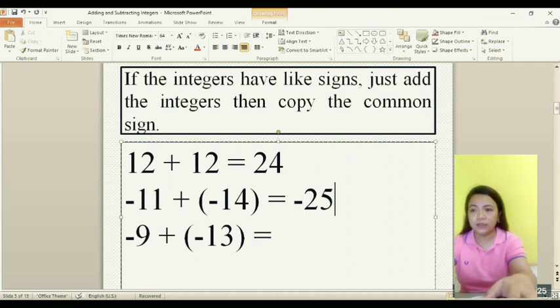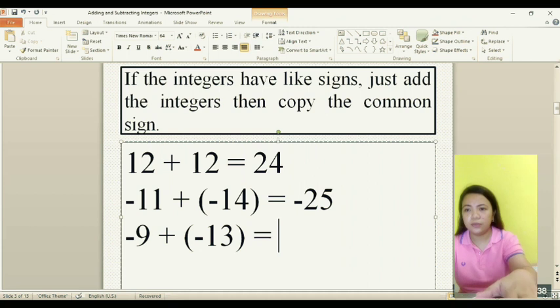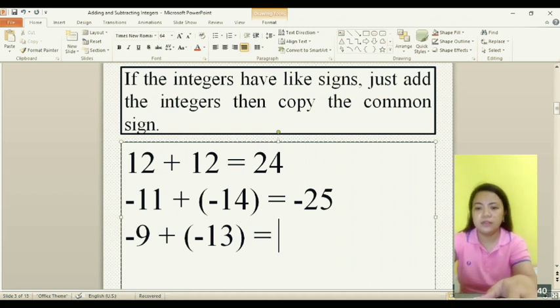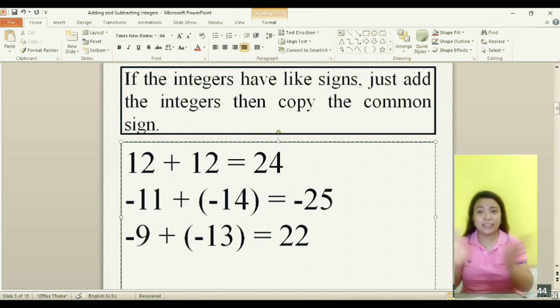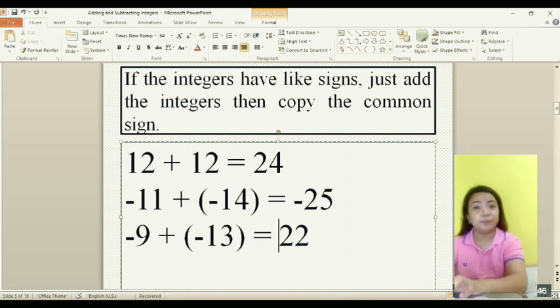And then the last one, it's negative 9 plus negative 13. Again, they are both negative, so that's why we're going to add 9 plus 13, so that is 22. And then we're just going to copy the sign, which is negative. As simple as that. That's how simple addition of like signs, or addition of integers with like signs, is.